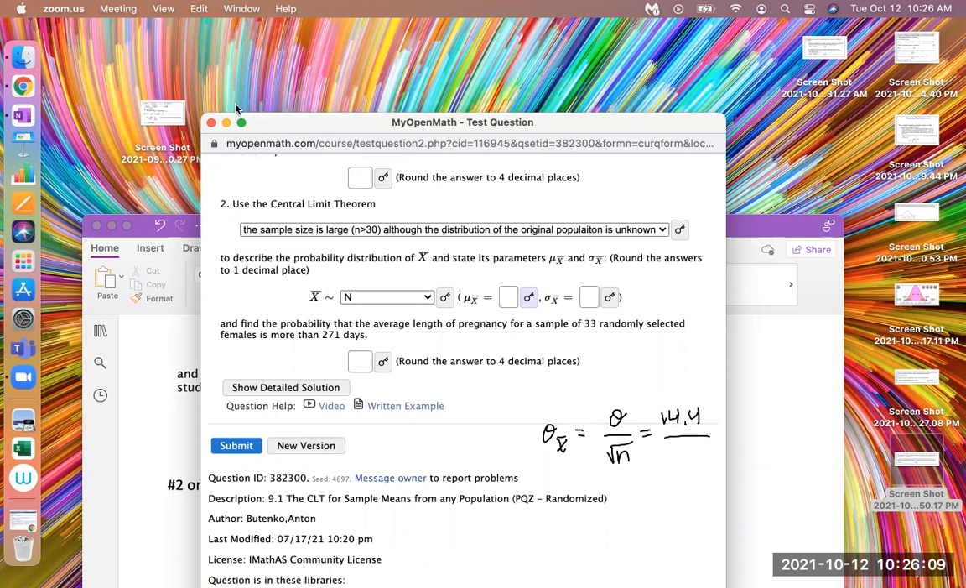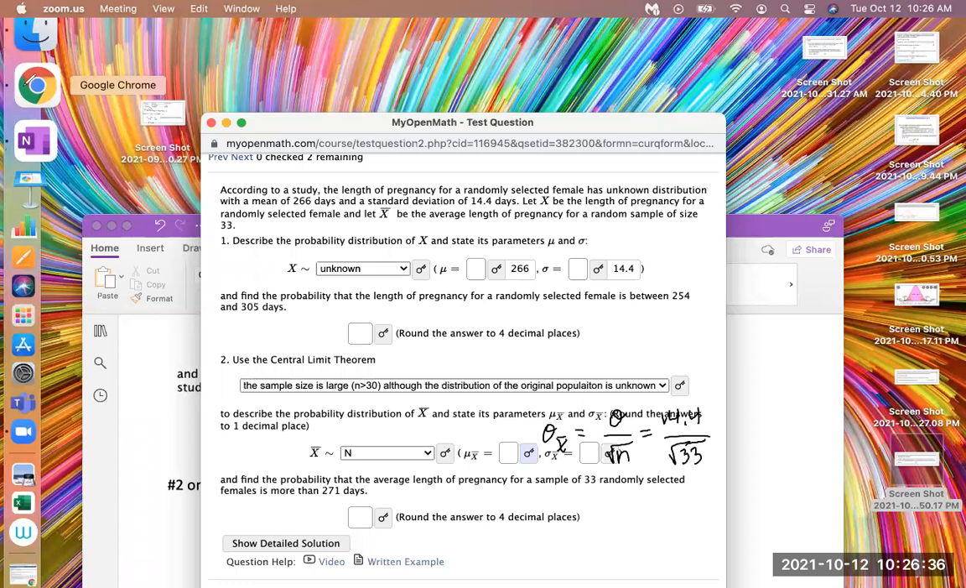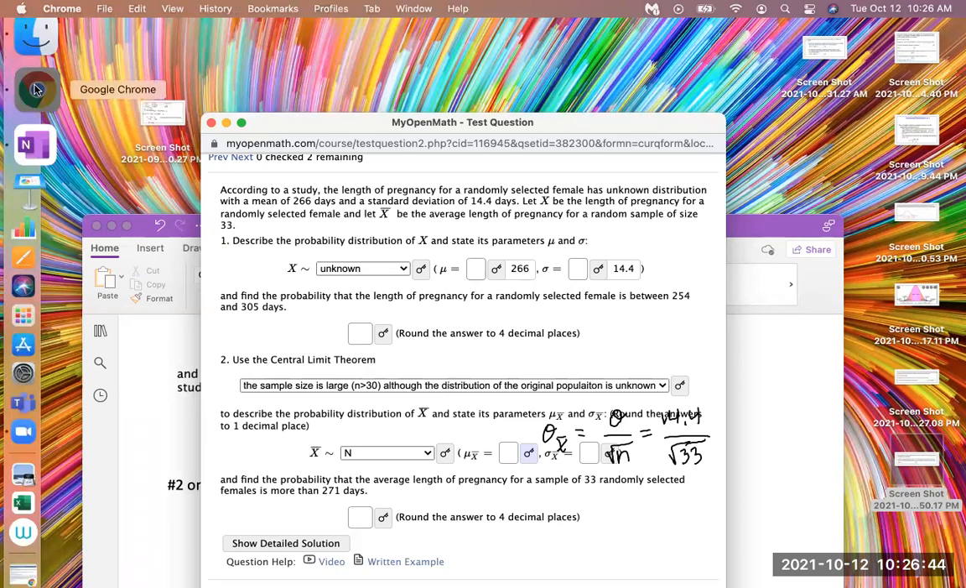The n is always the number in our sample, and they say a sample size of 33. So that is the square root of 33, and that's not going to be a pretty number. Whenever you have a number under the square root that's not a perfect square, like 25 or 49, it's going to be an endless decimal number. So let's put that into the calculator, to one decimal place, as they asked.